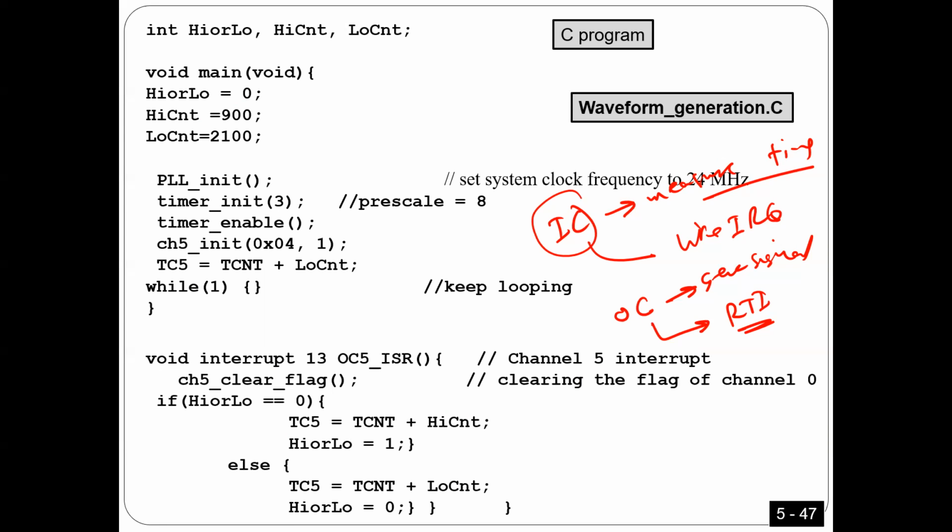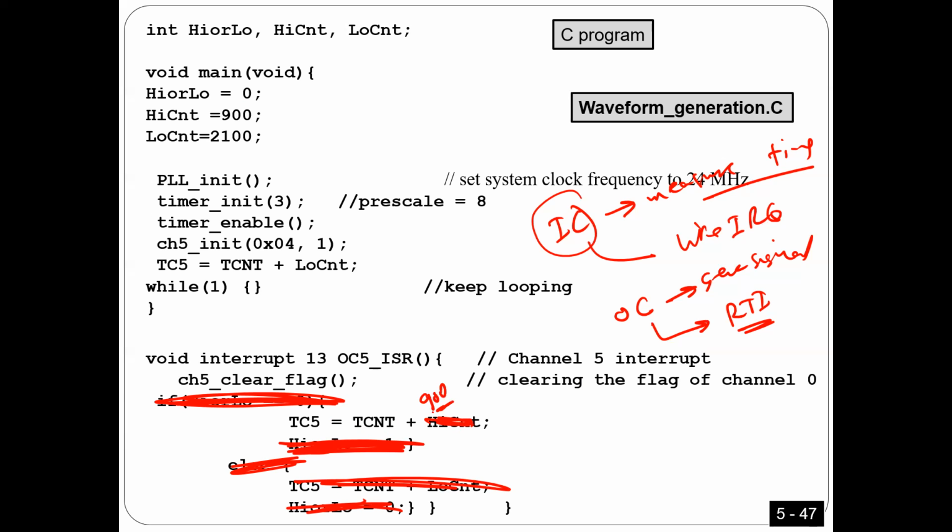How can I make it like RTI? I'm going to tell you how. Look, guys, what I'm going to do. I don't need high or low, I don't need this one, this one, or this one. All I'm going to say, look here, guys, for example, is TC5 equal TCNT plus 900.